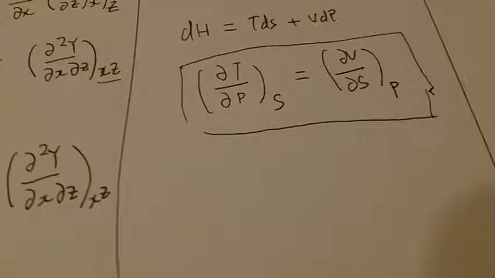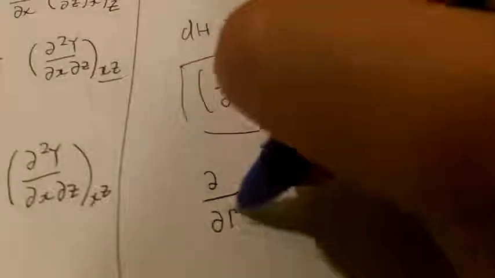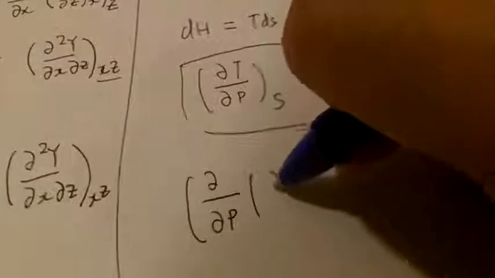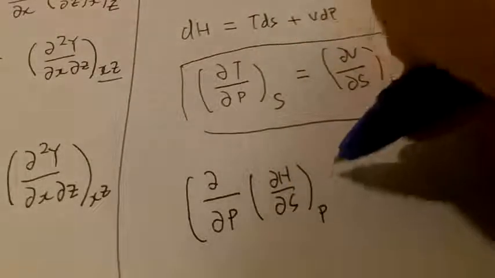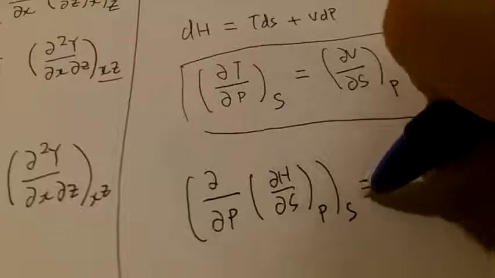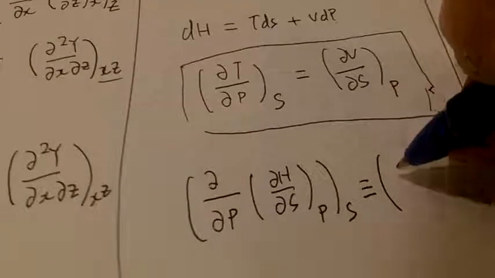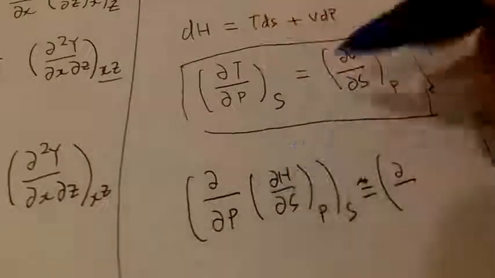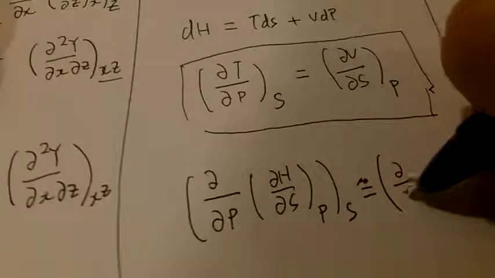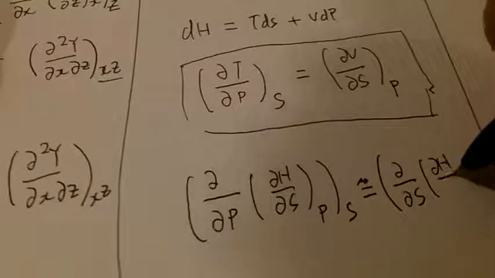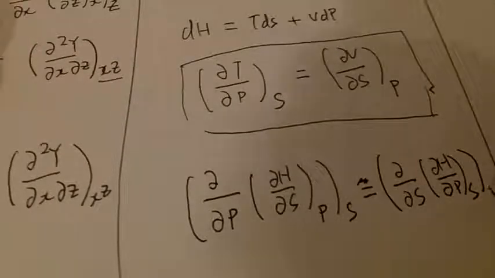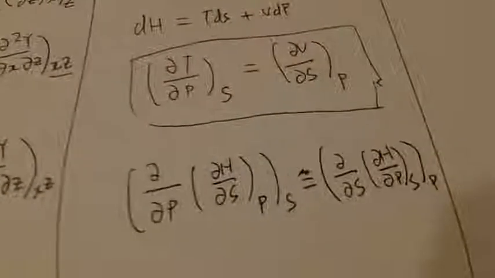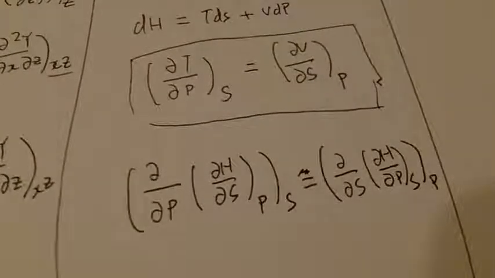Now how do we get this? The same idea: del del P of del H del S, holding P constant, equals, sorry, it's just equal, it's not a definition, del del S of del H del P, keeping S constant. Okay, let's move on to our third relation.